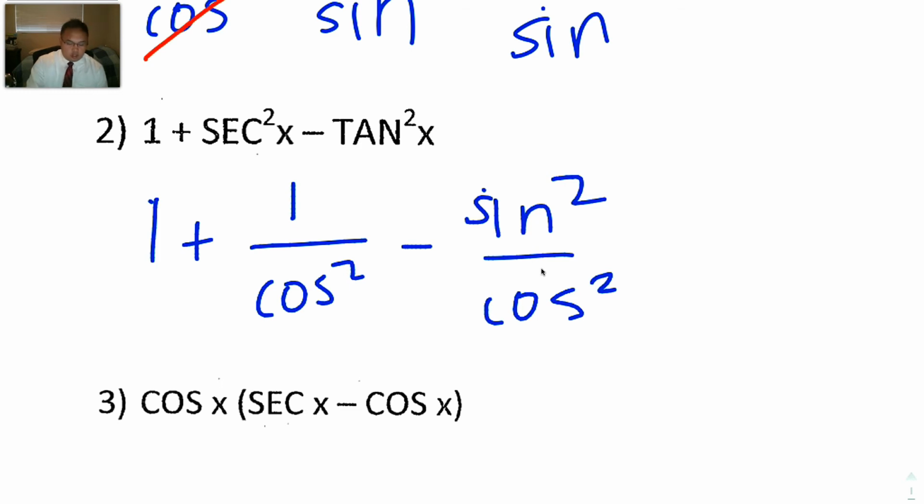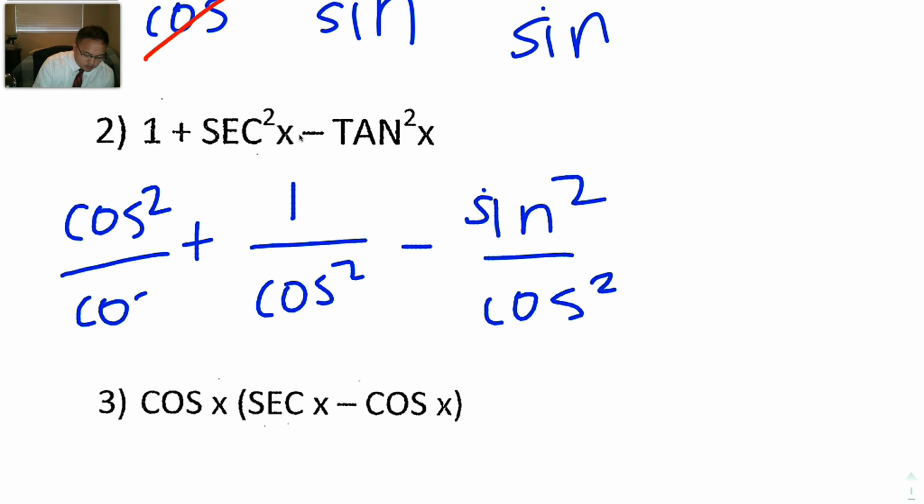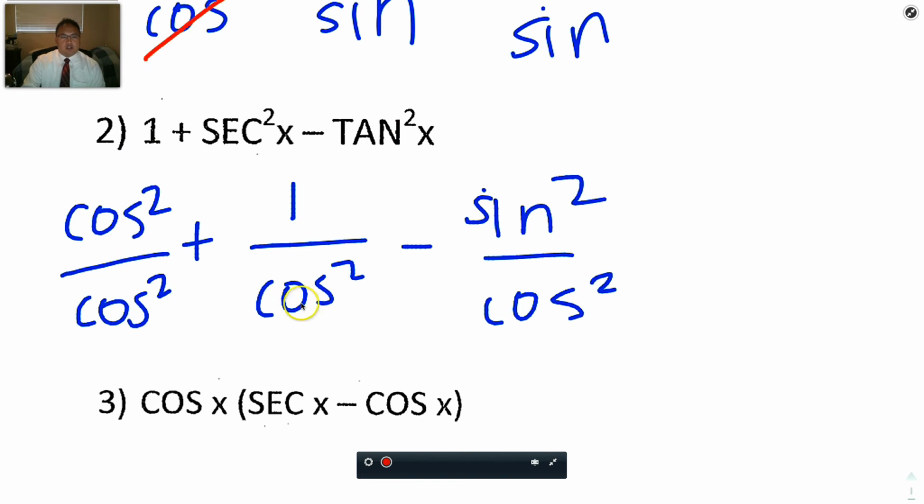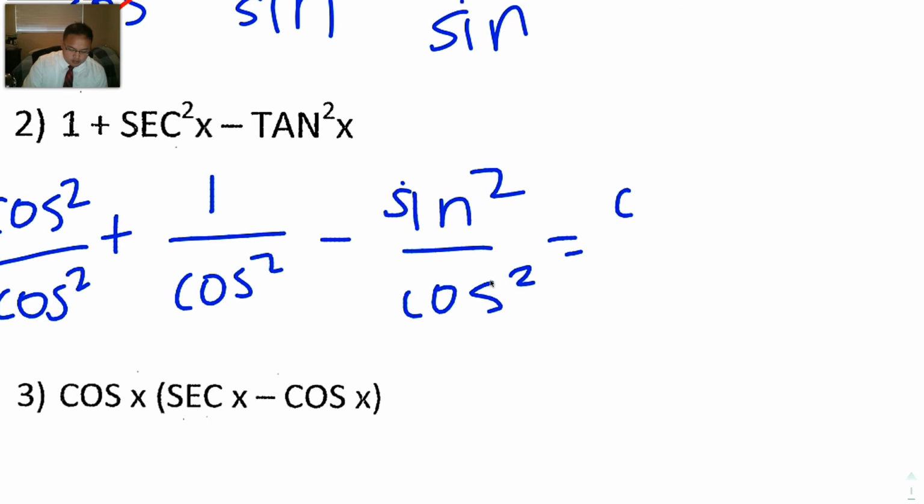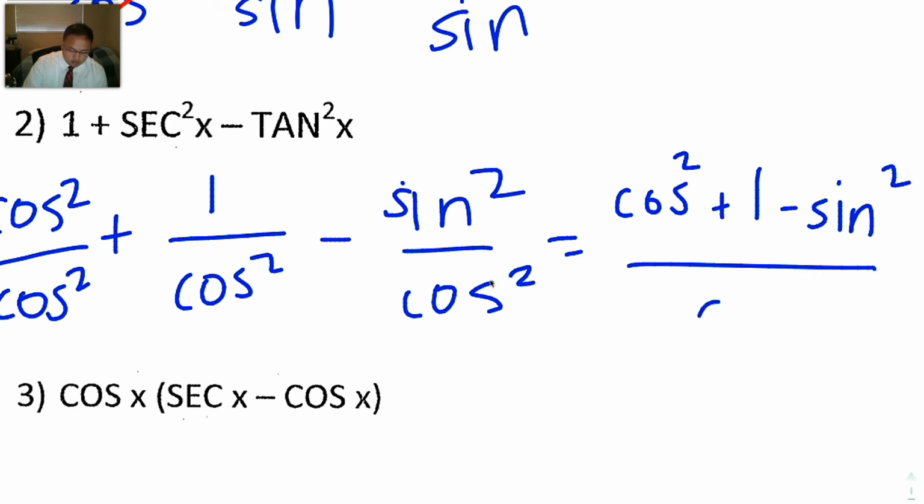So instead of this 1 here on the left, I'm going to erase it, and for the sake of getting a common denominator, I'm going to call this cosine squared over cosine squared. Since it's the same thing divided by the same thing, I can call 1 cosine squared over cosine squared to have a common denominator. So now I could rewrite this as cosine squared plus 1 minus sine squared over cosine squared. Now I've combined everything into just one fraction, and it's a lot easier for me to manipulate this and make this simpler and easier to solve.